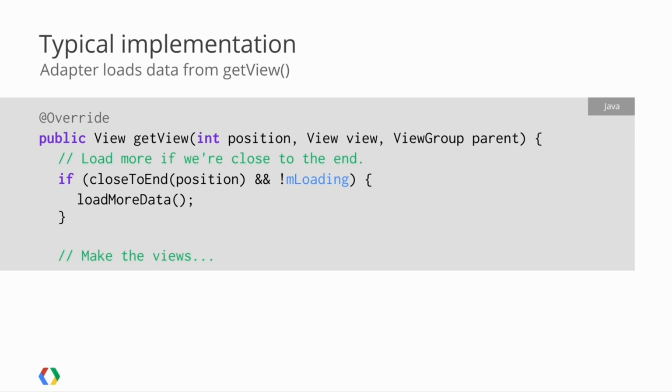OK, so here we are in getView in our adapter in a typical implementation. The standard trick here is to use the position passed into getView as a hint for when you should download the next page. For example, if you have 10 items in your page, when the ListView asks you for the 8th thing, you go ahead and call load more data to fetch the next page of data.